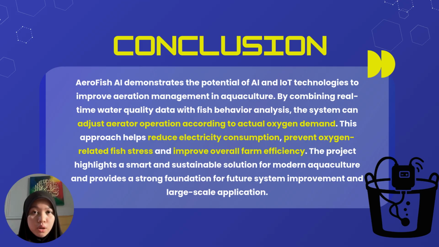To conclude, Aerofish AI shows how artificial intelligence and IoT can be applied to improve aeration management in aquaculture. By adjusting aeration based on real-time fish behavior and water quality data, the system helps reduce energy consumption while maintaining sufficient oxygen levels. This approach can prevent fish stress and reduce the risk of sudden fish mortality. Overall, Aerofish AI supports smarter, more efficient, and more sustainable aquaculture practices.